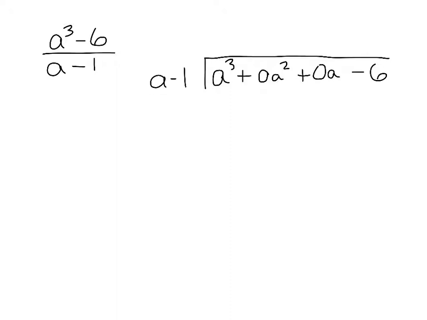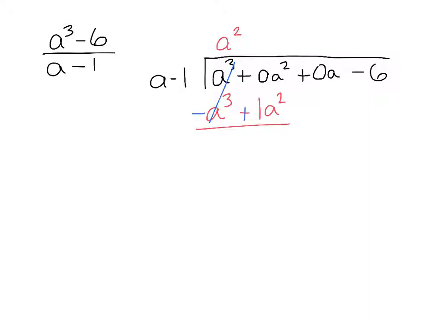Okay, now let's go ahead and start our division process. A times what gets you a cubed? Well, that would be an a squared. Now take your a squared and distribute it through the divisor, so a squared times a is a cubed, and a squared times a negative 1 would be a negative 1a squared. Draw your line. You're going to subtract, but that really means change the signs and add them together.